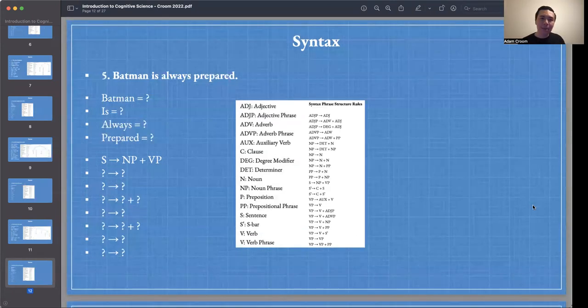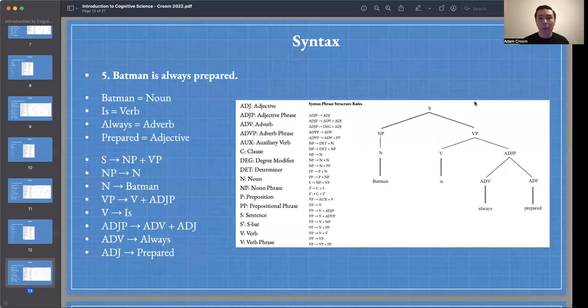The next sentence, Batman is always prepared. Okay, so take a moment, go ahead and identify each of those linguistic items, okay? And I'm not going to pause too much in between. I'm running tight on battery life, so just pause the video if you need to work through the exercise, and then unpause and join me so we can keep it going, okay? Ready? And let's move on to the solution.